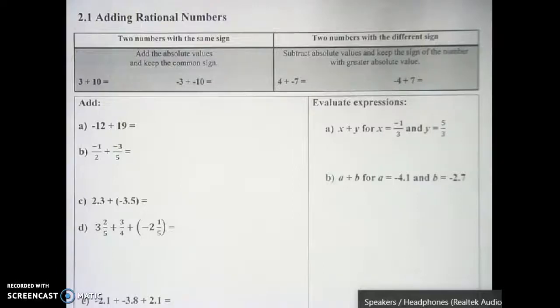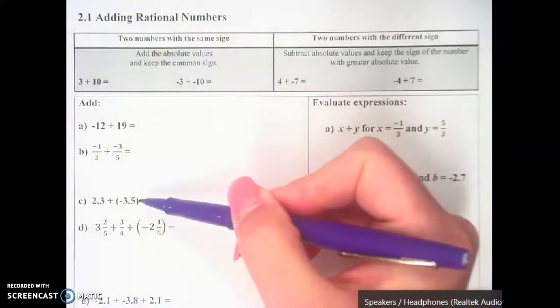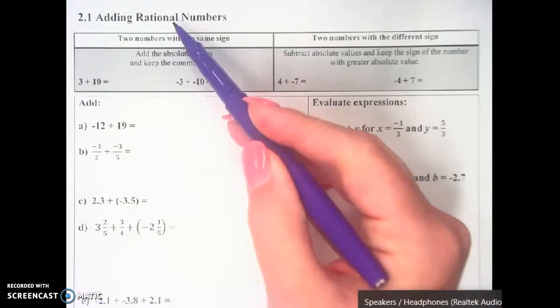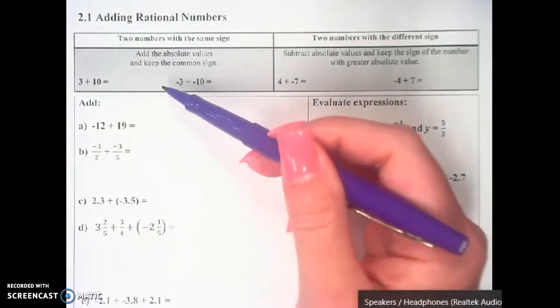This is the notes for Unit 1, adding rational numbers. Let's go back to integers before we add in fractions and decimals. Okay, so a rational number is any number that exists, so it could be a fraction or a decimal. Let's look at just our integers though first.